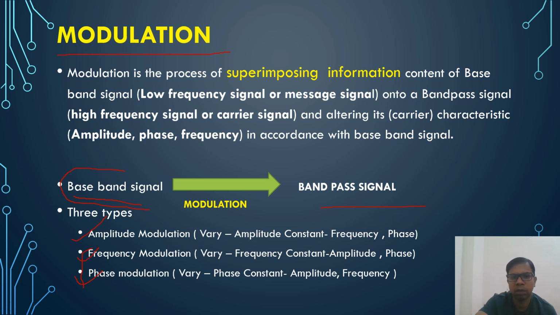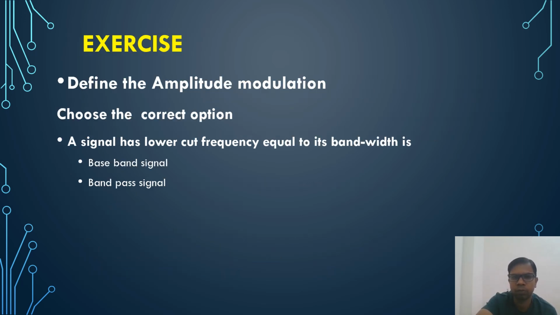But as the definition says, in amplitude modulation we can vary the amplitude of the modulating signal and the frequency and phase are constant. Similarly, for the frequency modulation, we can vary the frequency and the constant terms are amplitude and phase. And same for the phase modulation, we can vary the phase of a modulating signal and keep the amplitude and frequency constant. So this slide covers the basic definition of the modulation.